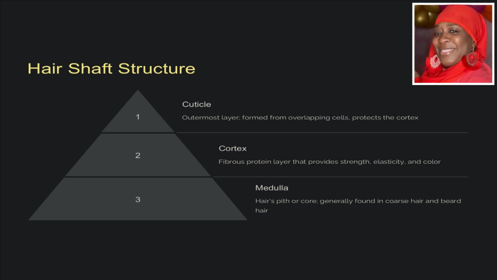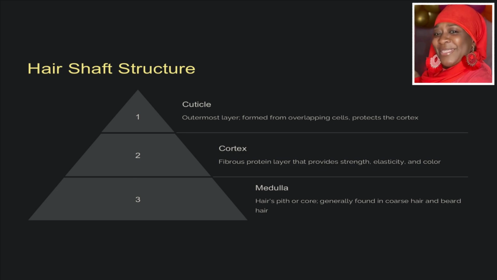Cortex, the fibrous protein layer of the hair. It is responsible for hair's strength, elasticity, and color, contributing to about 90% of hair's weight. Medulla, also known as the hair's pith or core. Not all hair types have a medulla. Generally, coarse hair has a medulla while fine hair doesn't. Beard hair always contains a medulla.